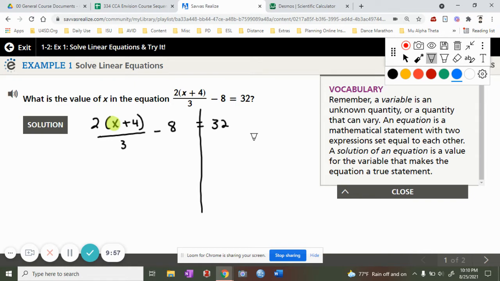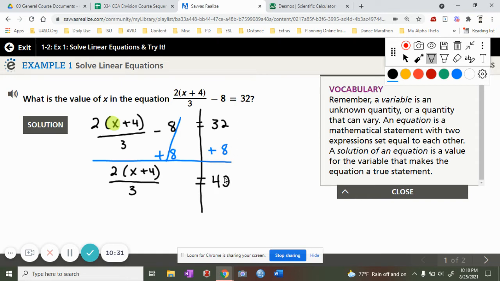Just like we use the order of operations to evaluate, we're going to use the order of operations in reverse to solve. So I am going to reverse subtracting 8 by adding 8 to both sides. So then I have 2 times the quantity x plus 4, divided by 3, equals 32 plus 8, which is 40.